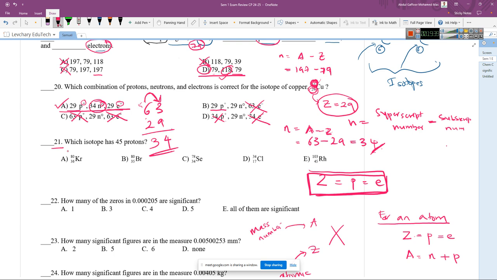So it will be 34, obviously, because we're subtracting it. So what's the answer? A, B, C, D, or E? E. Why?